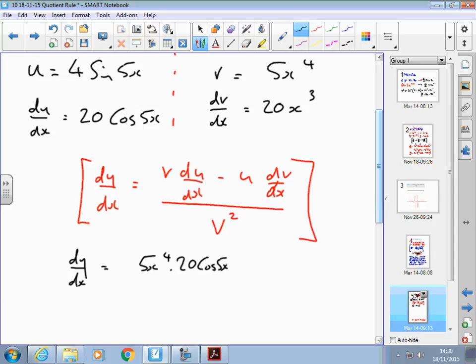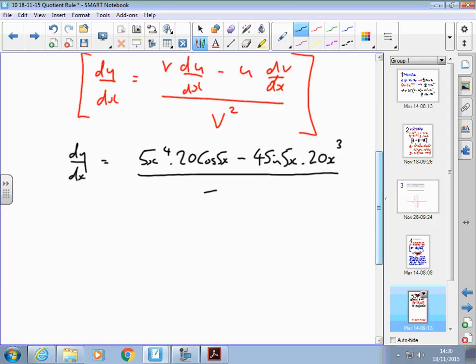So that's that first bit done. And then we take away u, which is 4 sine 5x, times the differential of v, which is 20x cubed. So that's the second bit done. All we're doing is putting these values into the quotient rule. And then it says divide the whole lot by whatever v is squared. So that's 5x to the 4 squared. So write 5x to the 4, put a bracket round it and square the whole lot.